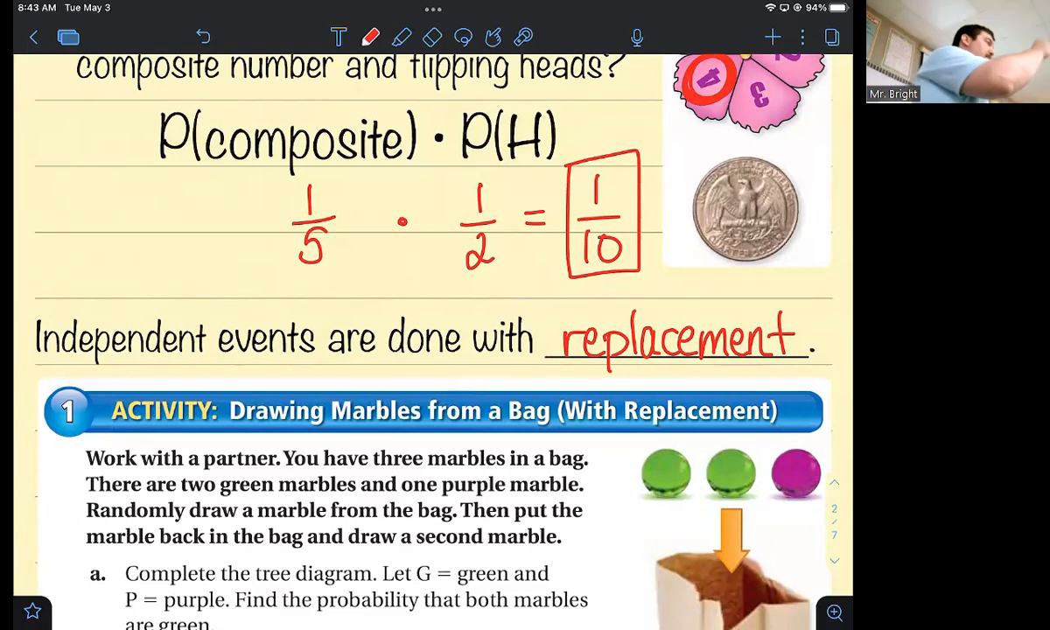If I put Ella's name back in for day number 2, does Ella's probability change? Does any of your probability change? No, it's 1 out of 23. There's 23 of you in here. Okay, it's 1 out of 23.